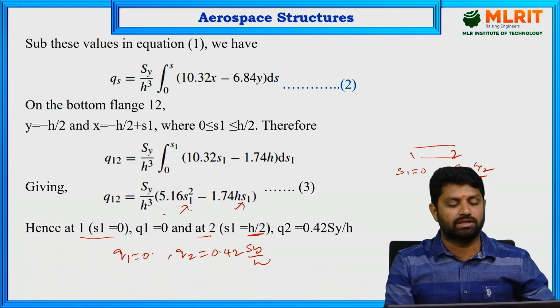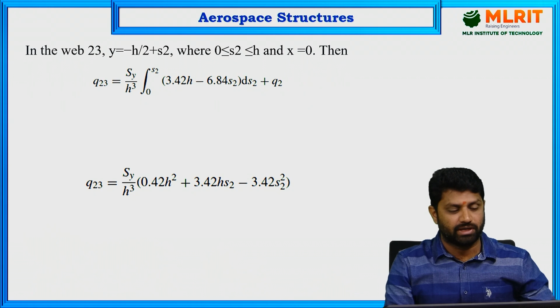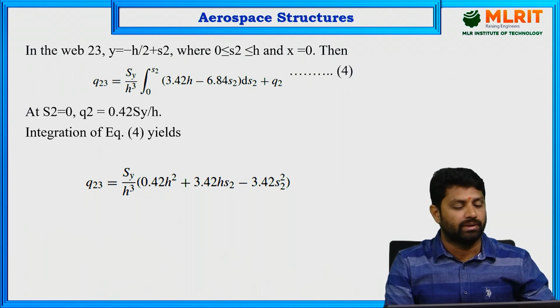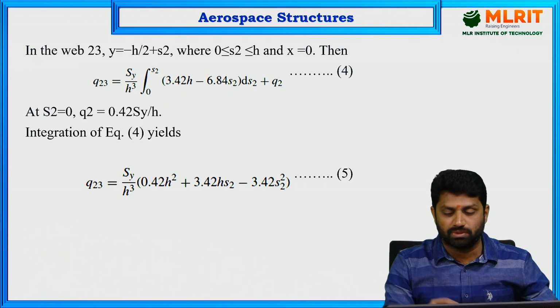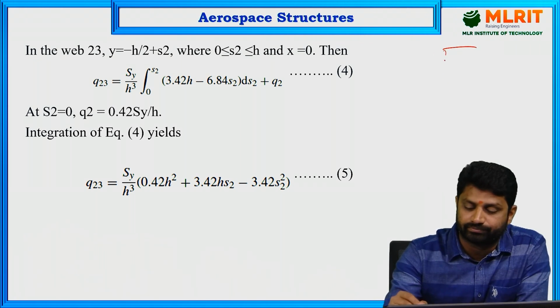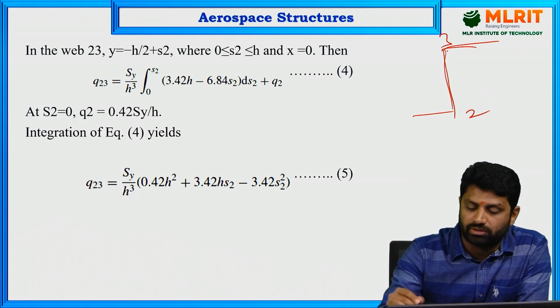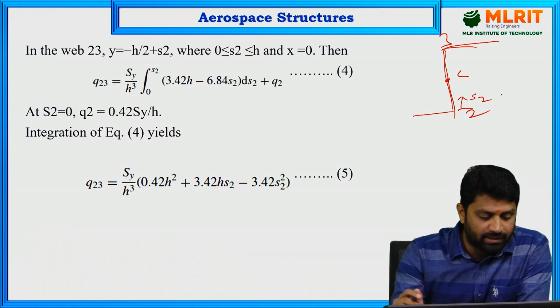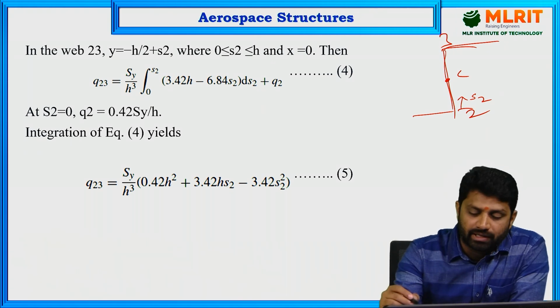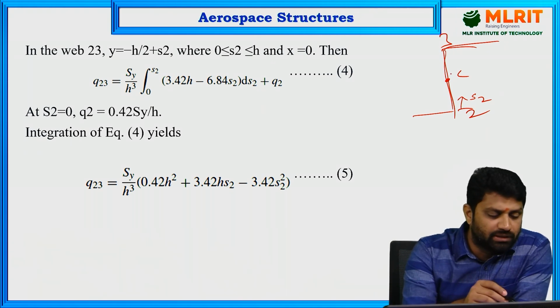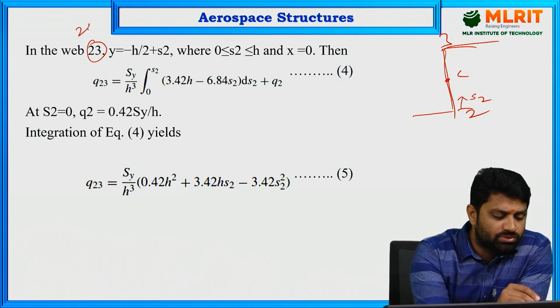Similarly you have to consider the web, that is 2C. When you consider the web, here you consider the 2 3, but you can consider 2C, no problem. Or you can consider the 2 3 web. This is the centroid, and you can consider this as S2 distance. Again, instead of 2 3, it is better to go with 2C because of symmetry.